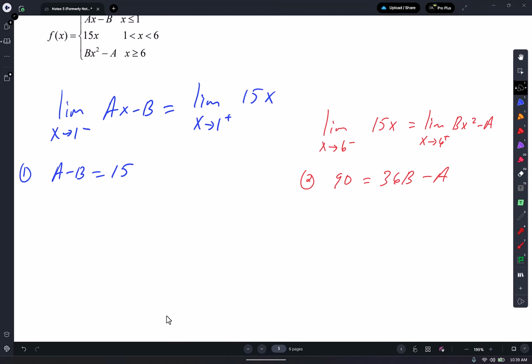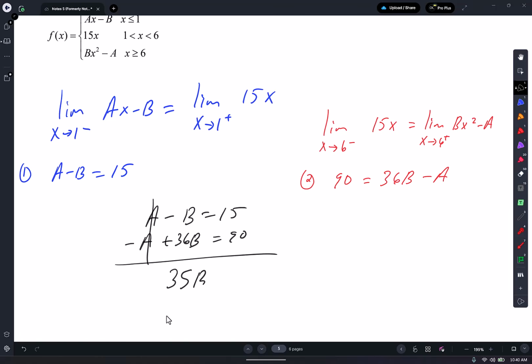All right, here we go. I'm going to write number 1 first. I'm going to write a minus b equals 15. And I'm going to write this one next. I'm going to put the negative a in the front. Negative a plus 36b equals 90. And I'm going to add them. And when I add them, those a's are going to cancel. Do you guys see that? So those a's cancel out, and I have 35b equals 105.